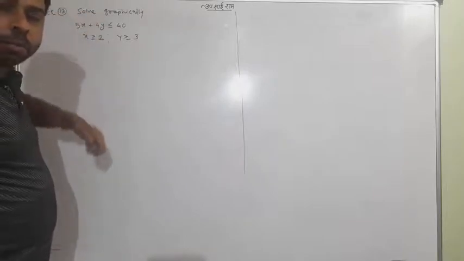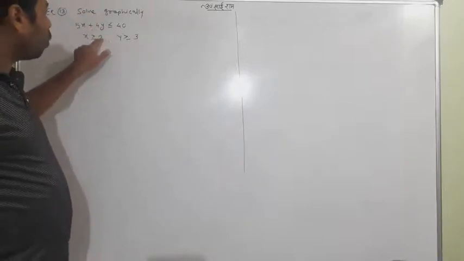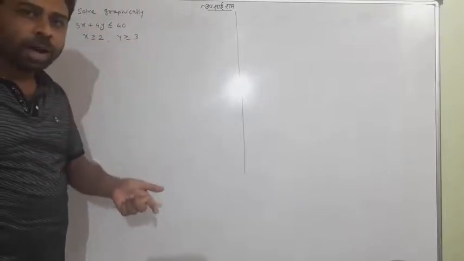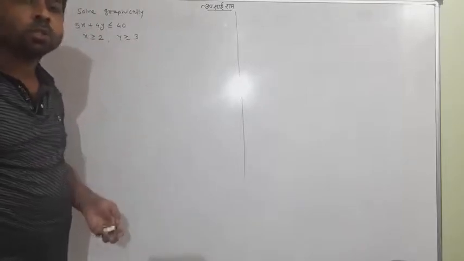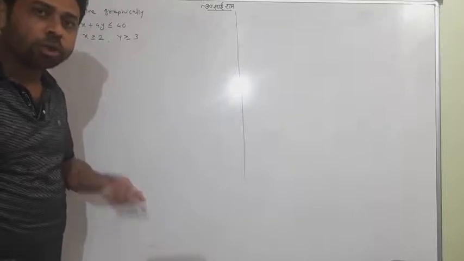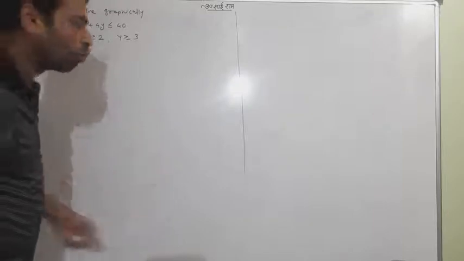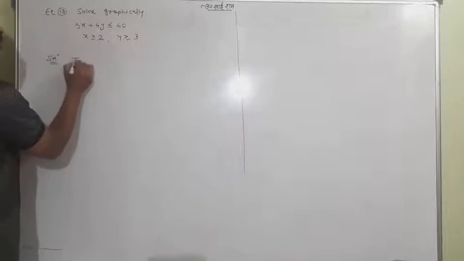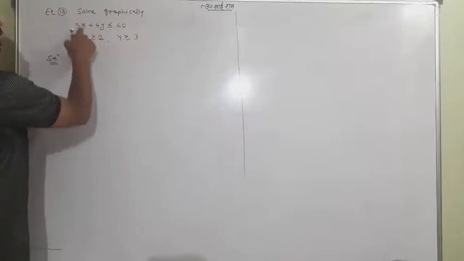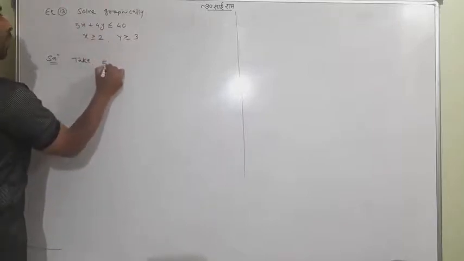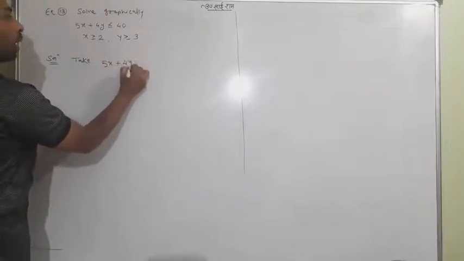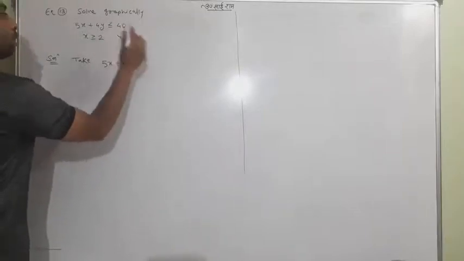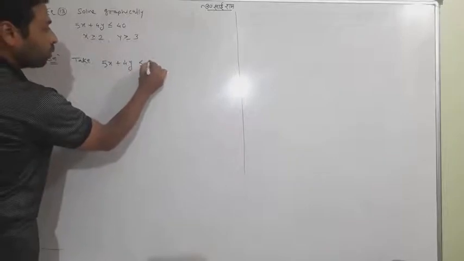So what is our main duty? We will represent all the solutions on a single graph and look at what the solution is. What is the common region? And the common region will be the solution. Okay, let's look. We start the solution by taking the first inequality 5x plus 4y less than or equal to 40.